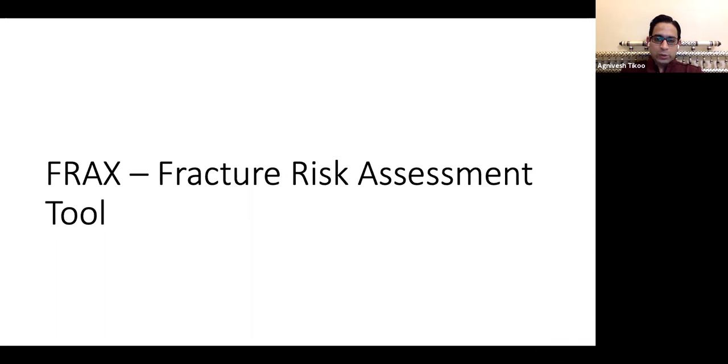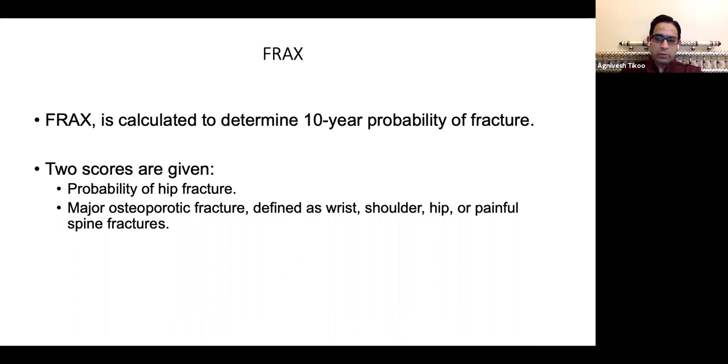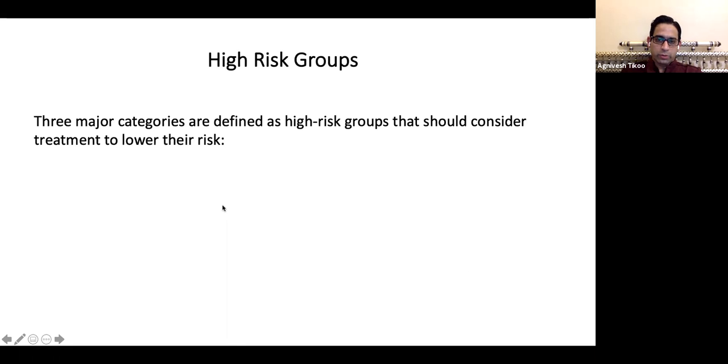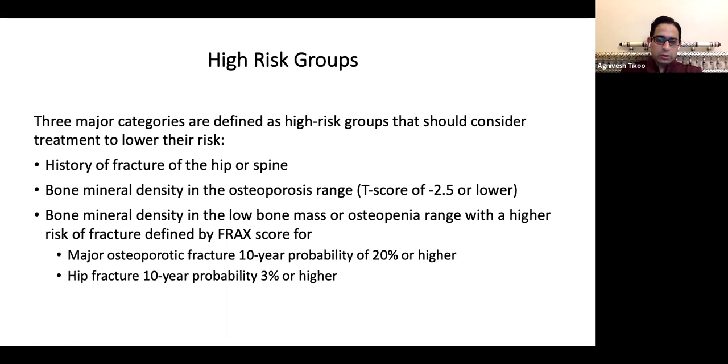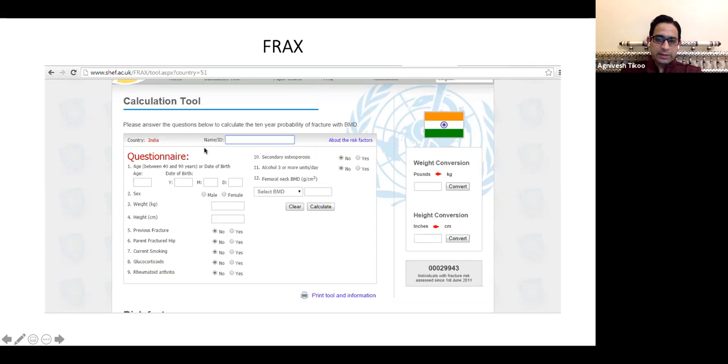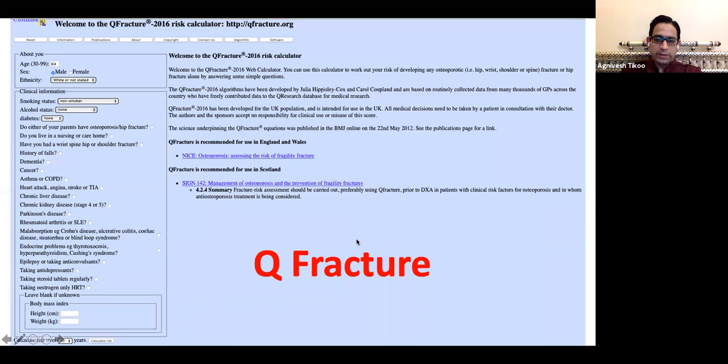To calculate the actual risk, there is something called FRAX. This was proposed by WHO, and it gives you a 10-year probability of fracture. It gives a probability of hip fracture and a probability of major osteoporotic fracture, and you need to consider these as high risk groups. So if the patient has a major osteoporotic fracture probability of 20% or higher, or a hip fracture probability of 3% or higher, you need to start treatment. This is the FRAX tool, and you need to fill in all of this data, and when you calculate, it calculates the value for you.